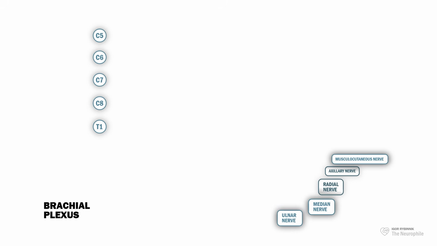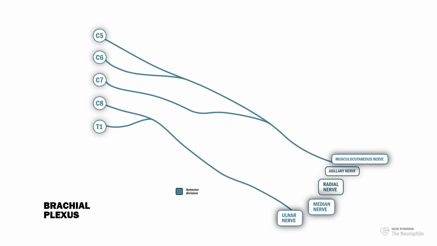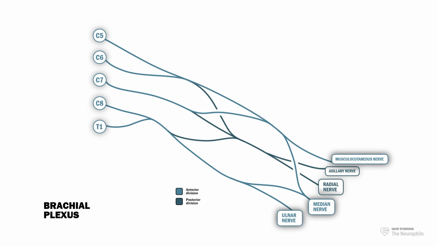5 roots give rise to 3 trunks: the upper trunk, the middle trunk, and the lower trunk. The 3 trunks then split into 2 divisions. The anterior division controls the flexor muscles and becomes lateral and medial cords. These cords terminate in the musculocutaneous, median, and ulnar nerves. The posterior division that supplies extensor muscles becomes a posterior cord and supplies 2 nerves, axillary and radial.